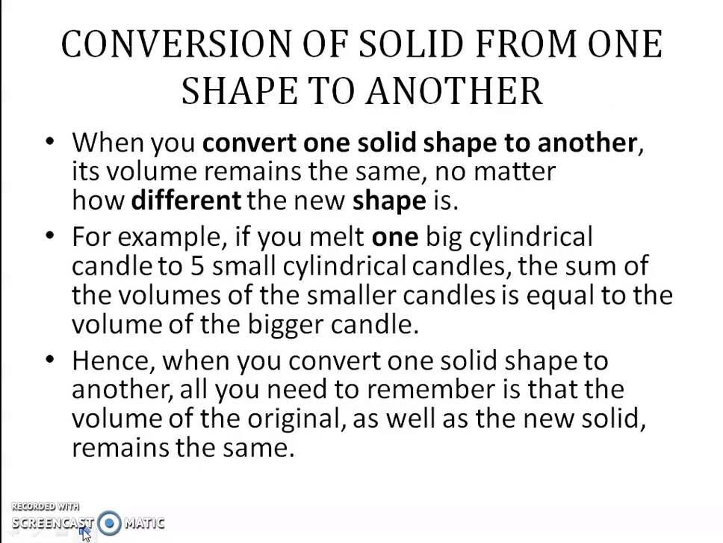For example, if you melt one big cylindrical candle to 5 small cylindrical candles, the sum of the volumes of the smaller candles is equal to the volume of the bigger candle. Okay, so the volume formula is very important in conversion of solid from one shape to another. Hence, when you convert one solid shape to another, all you need to remember is that the volume of the original as well as the new solid remains the same. Now, directly let us move on to the first question.